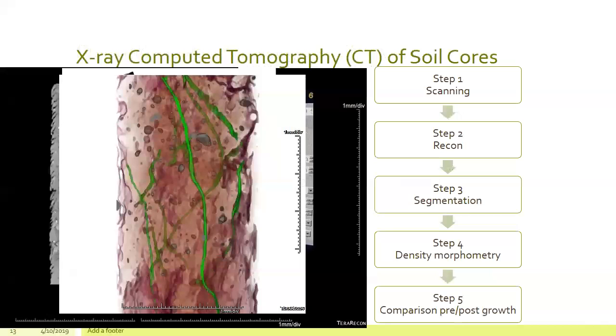So what we're going to do is scan it pre-growth, which I've already done, and I'm familiarizing myself with medical grade CT software. Then we're going to scan it post-growth so we can see those changes, and we can see how density is changing overall, how pore structure is changing overall.